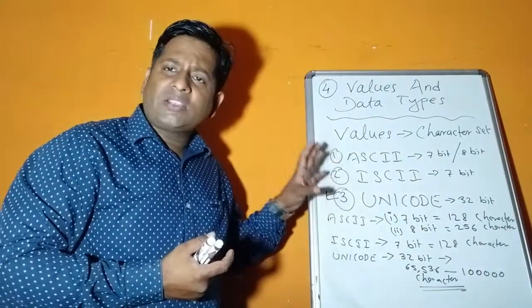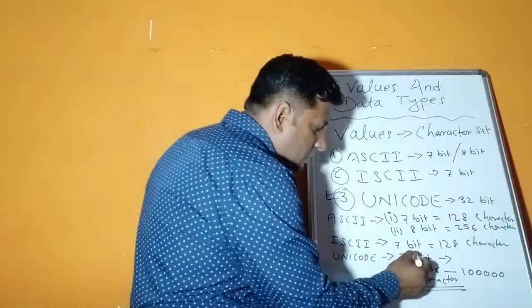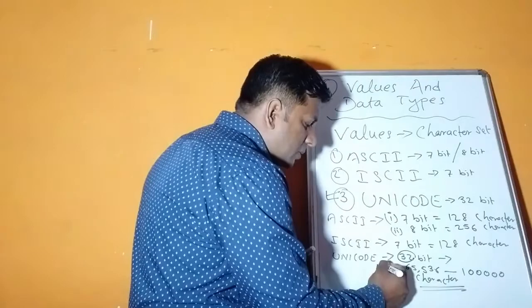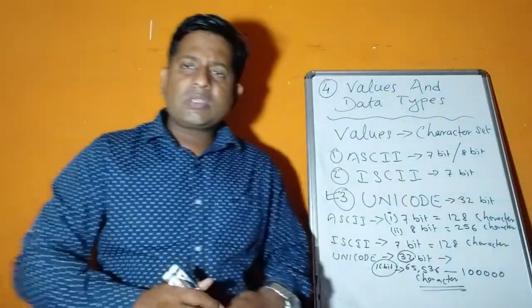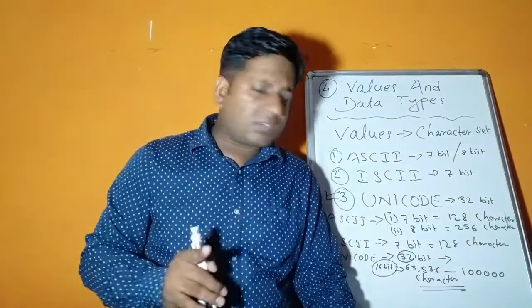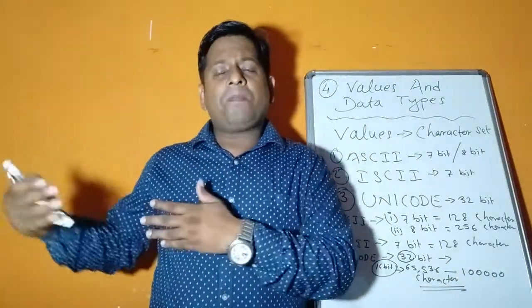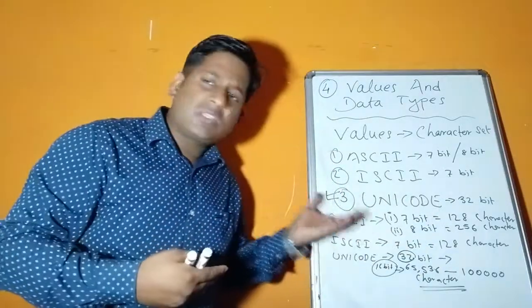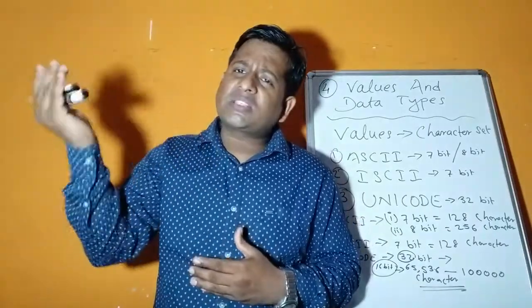So Unicode has various advantages. I wrote here 32-bit, but it starts with 16-bit also. That's why I said the range is 65,536 to 1 lakh in today's time, because the scientists found that there are so many languages, so many scripts.